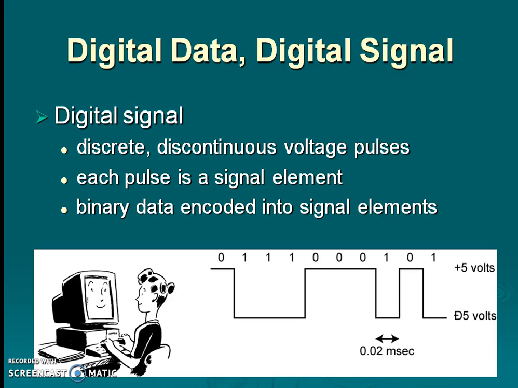First let us see what digital data and digital signal are. A digital signal is not in the continuous form; it is in the discrete or discontinuous form, made of voltage pulses. The voltage pulses are in the discrete or discontinuous form. Each pulse is a signal element. Binary data is encoded into the signal elements. That signal can be represented in zeros and ones.